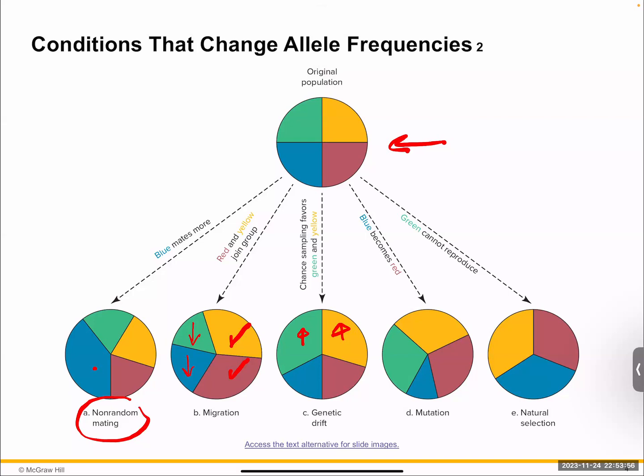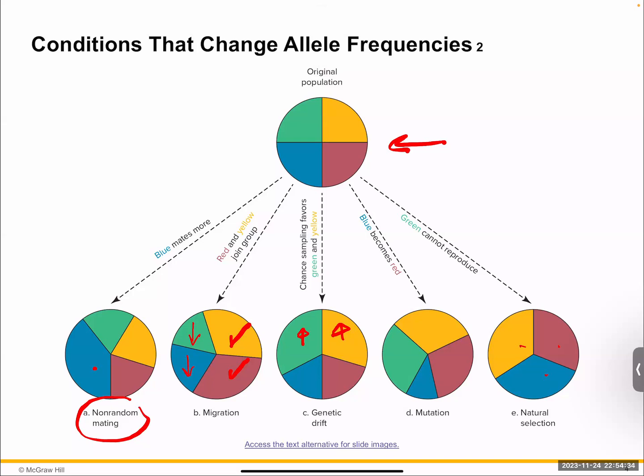Mutation, again, can be of different types, but these mutations have favored the blue one becoming red. So there is an increase in the red population compared to the other populations. And then lastly, natural selection, which is another part we'll talk about. In this population, a gene was selected against, so it was removed from the population. They were not able to reproduce, and you can see we're down to 3 colors instead of the original 4-colored population.